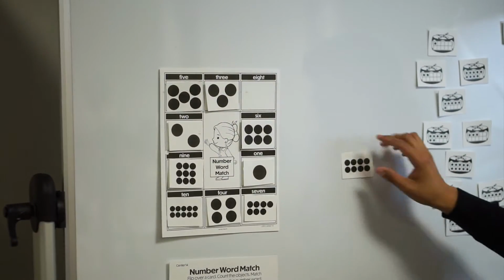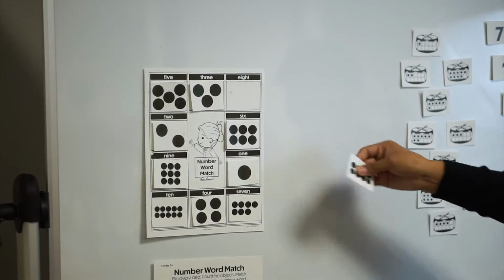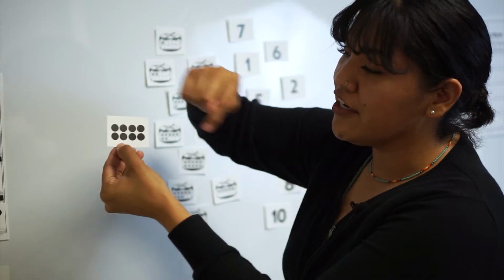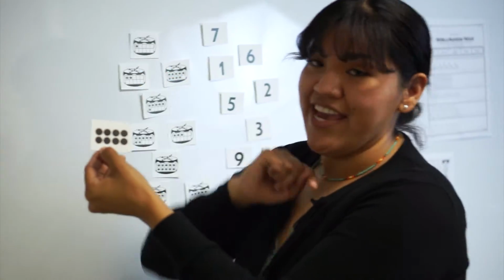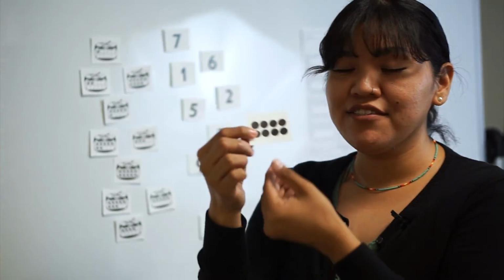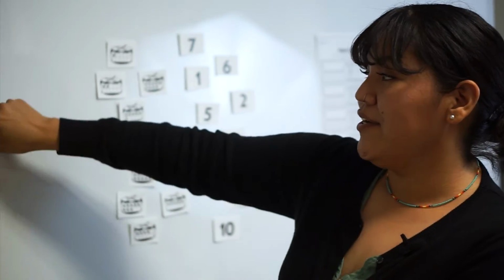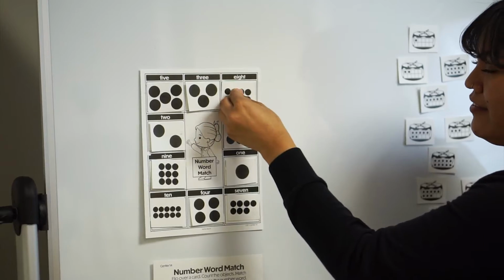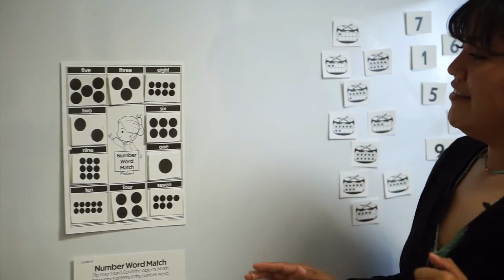All right, let's go to our last card. Let's count the dots on our last card. So we have 1, 2, 3, 4, 5, 6, 7, 8. There are 8 dots on this card, and we're gonna place it where it says 8. All right, and we're done.